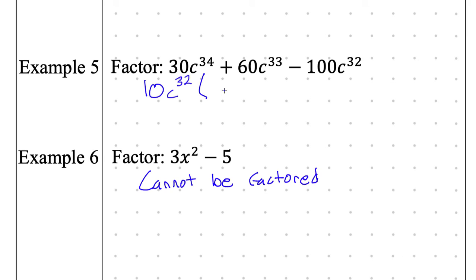And then we have the 30 divided by 10, 3. 34 minus 32 is 2, c to the power of 2. 60 divided by 10 is 6. So plus 6. I'm copying down the signs in between. Always copy down the signs. And then 33 minus 32 is 1. So c to the power of 1, which is just c. And then negative 100 divided by 10 is negative 10. 32 minus 32, 0. So I could say c to the power of 0 or just cancel it out altogether and say just negative 10.